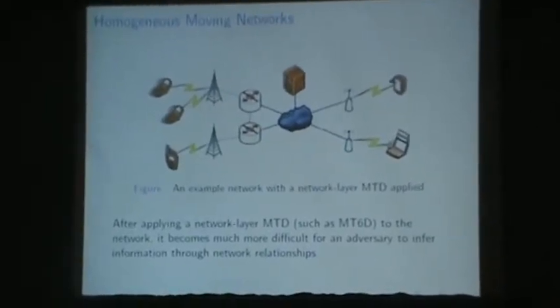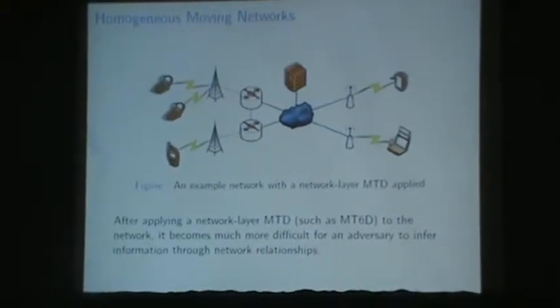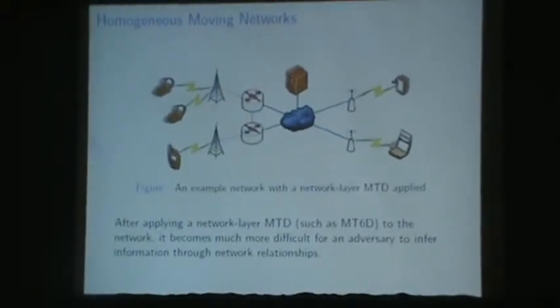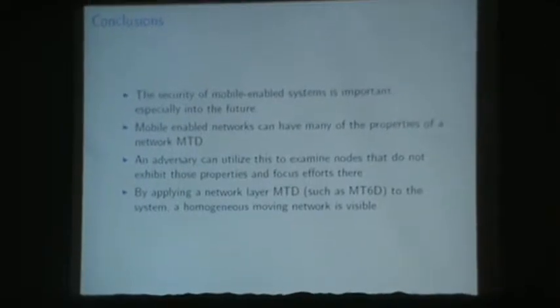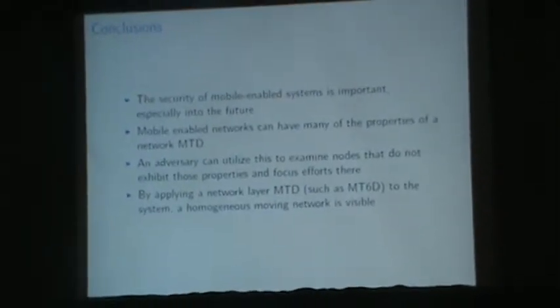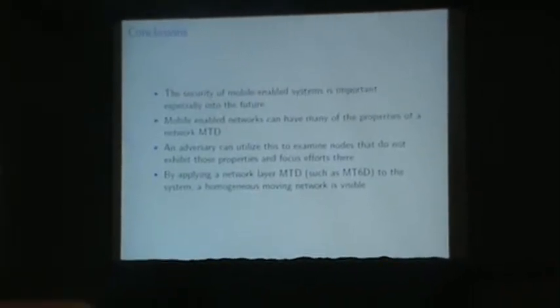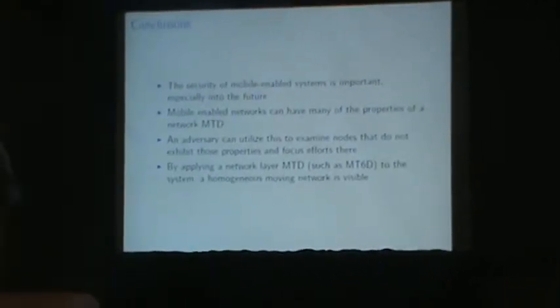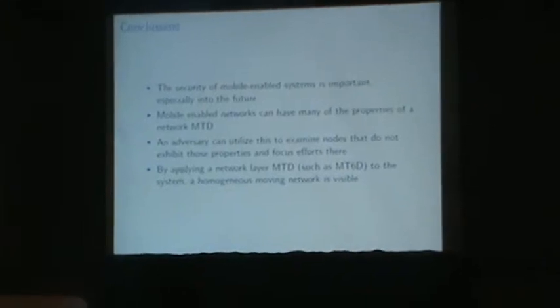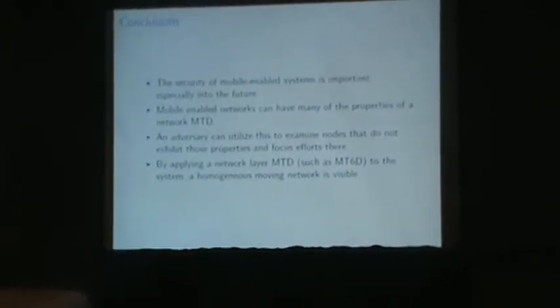So it's much harder for the adversary to infer any information about the network through these relationships. So just to quickly go through what we did here, it's important that we secure these mobile-enabled systems looking at the larger picture of the system and not just the individual mobile nodes. And these mobile-enabled networks do have many of the properties of a network MTD.